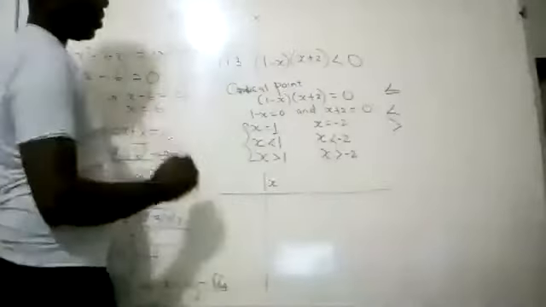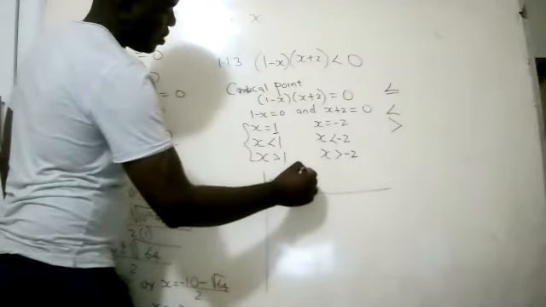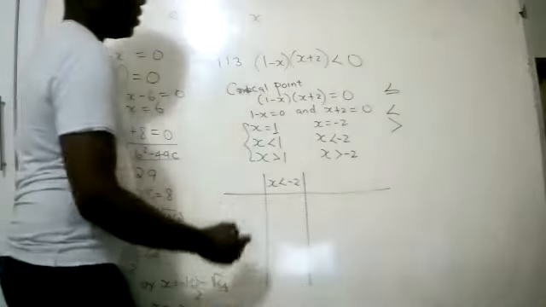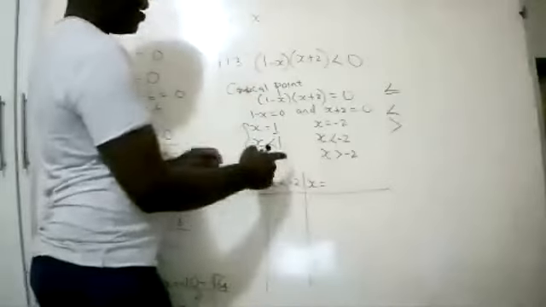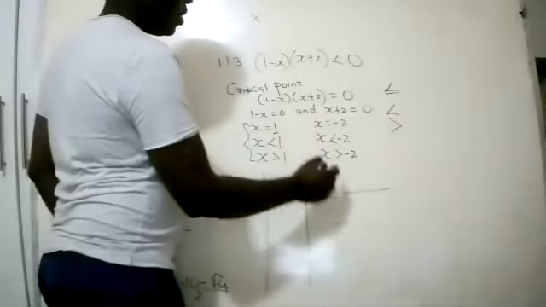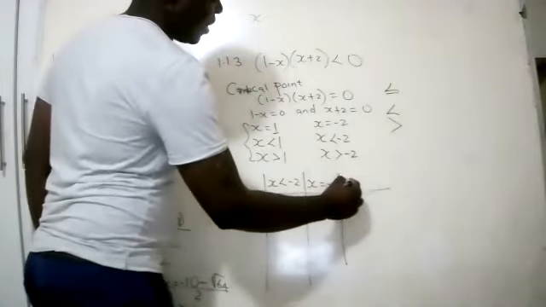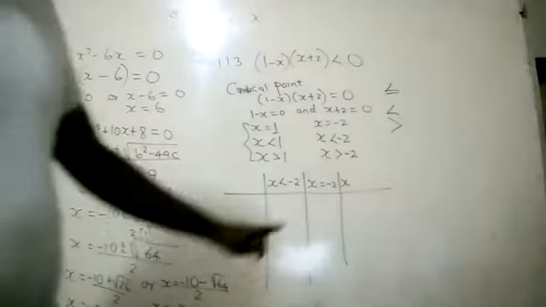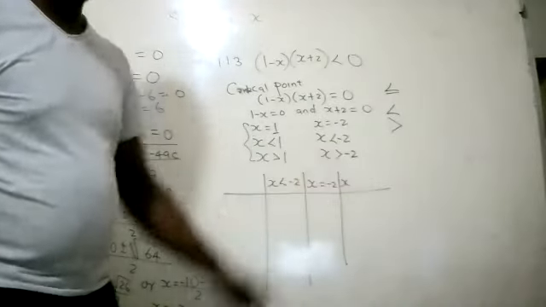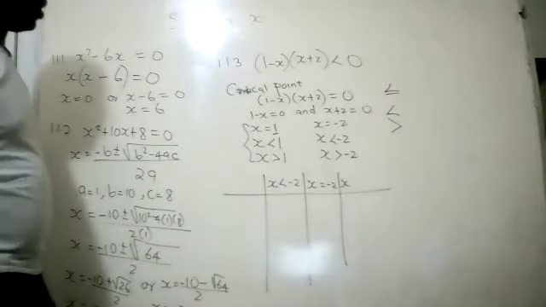So -2. Yes, it's x less than -2, right? And then x less than 1. We still have this one. So we have x equal to -2, and then we have x greater than 1. So we have x greater than -2 as the next value.